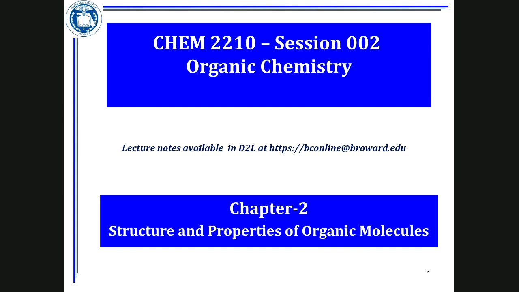Okay. We're going to talk about the structure and properties of organic molecules in chapter 2. Basically, we are going to see how the bonds are forming in organic chemistry, bonds between carbon and other carbon and other elements, the heteroatoms that we talked about. And we're going to emphasize the hybridization of the carbon that is going to determine the structure of the molecule.